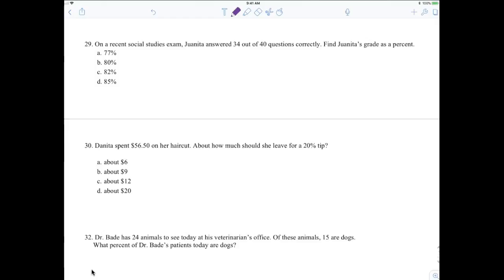So what is your grade if you got 34 out of 40? 34 out of 40. Right, because literally it's the part to the whole, correct? It's easy just by looking at it. 0.85, does everybody agree? And 0.85 is the same as 85%.